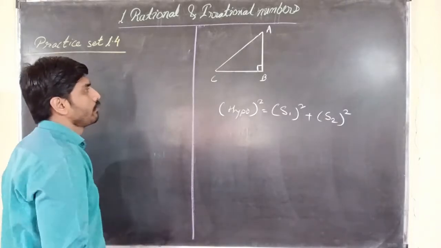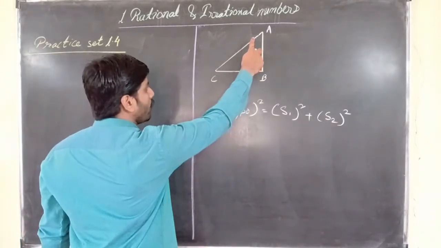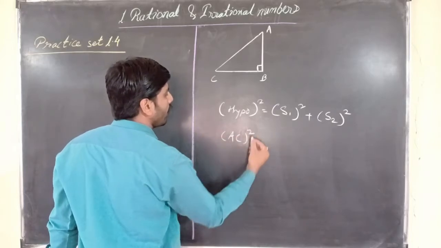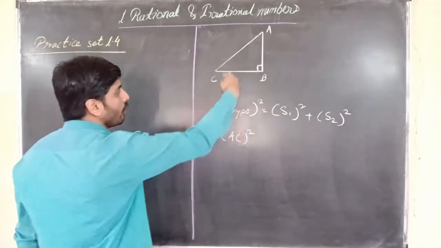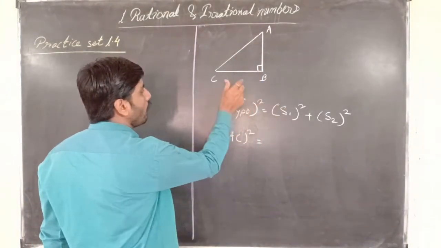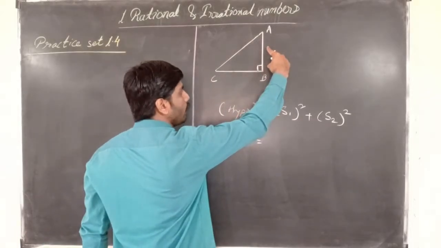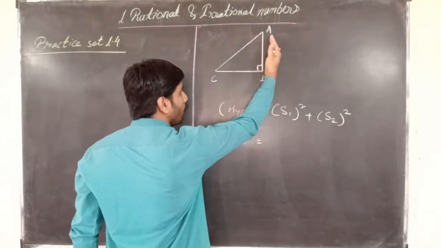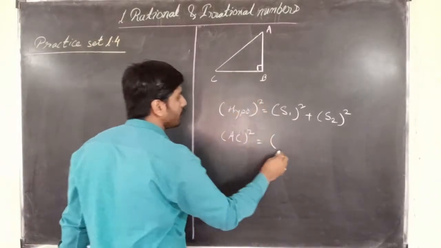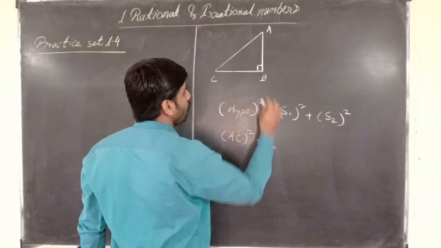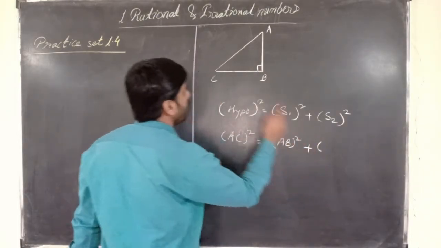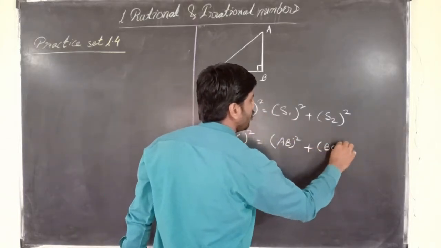Here AC is hypotenuse as it is opposite to 90 degree. So we can write here as in this triangle ABC, AC square, that is hypotenuse square. Now we can call this as side 1 and this as side 2, or this side as side 1 and this as side 2. It doesn't matter. We'll get the same result. Now here side 1 we will consider as AB square and side 2 as BC square.